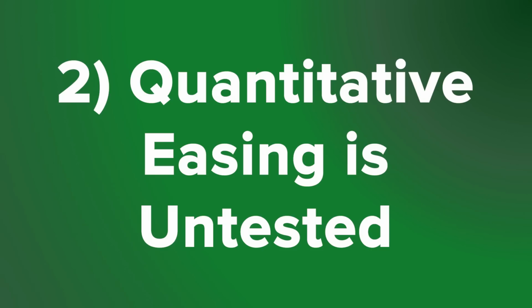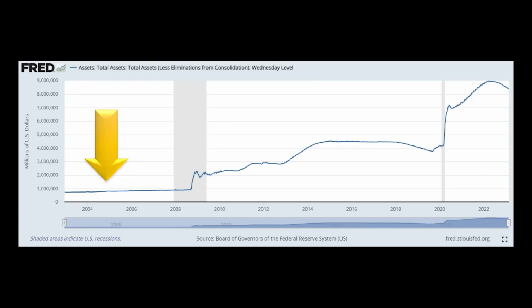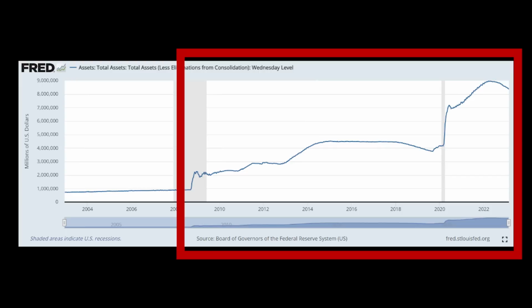Number 2, quantitative easing is untested. You can see from the chart that this has never been done before. The Fed is running a massive experiment with your money. If you read the literature about quantitative easing, you start to realize that we don't know what we are doing. We're just guessing. There's no data on how this is going to turn out. It could become the worst decision in financial history.